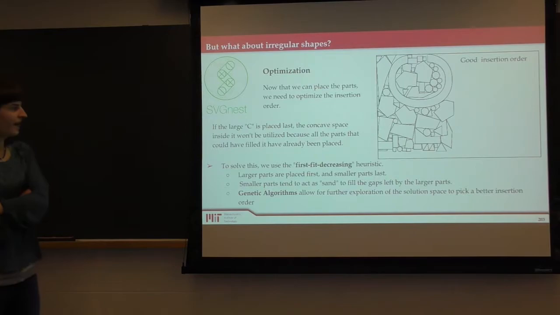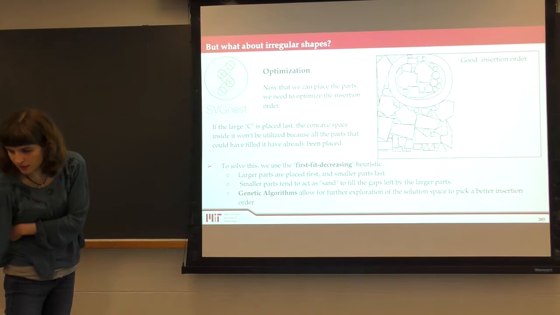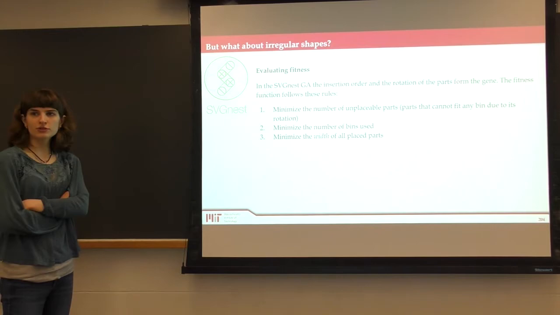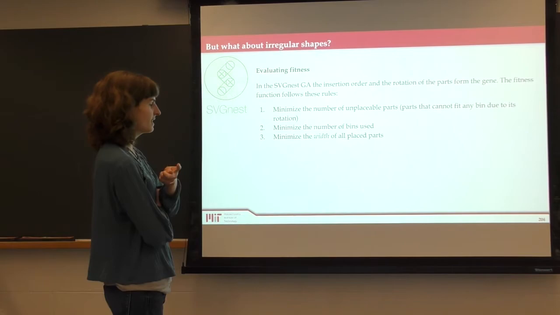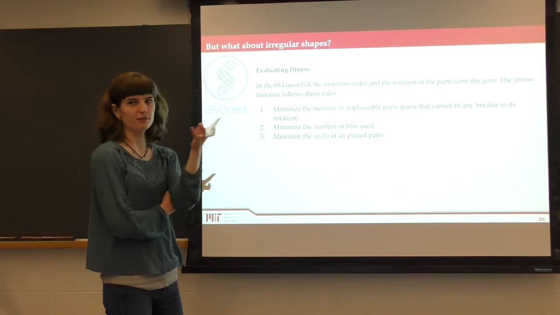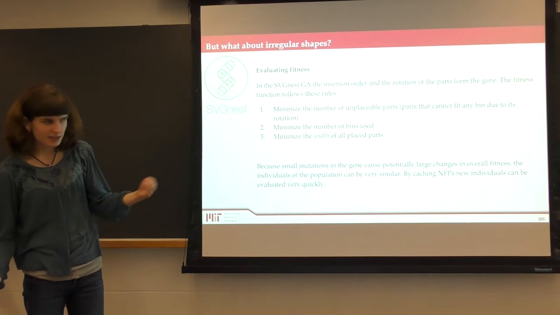And then we're going to optimize the order on top of this using a genetic algorithm. So this does both insertion orders and rotations of the parts. The goals here are to minimize the number of unplaceable parts, to minimize the number of bins used if we're using multiple bins, and to minimize the width of all placed parts to try to force them into a compressed area. This last one's kind of arbitrary, but it's what they pick.